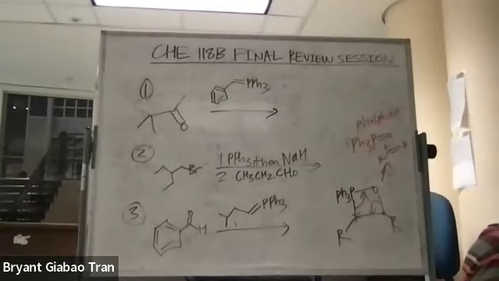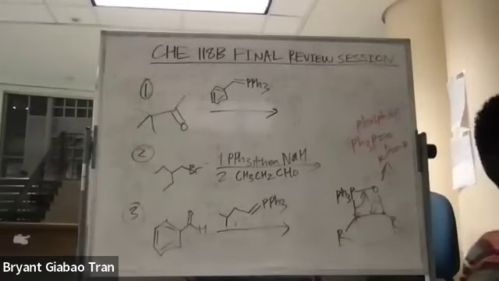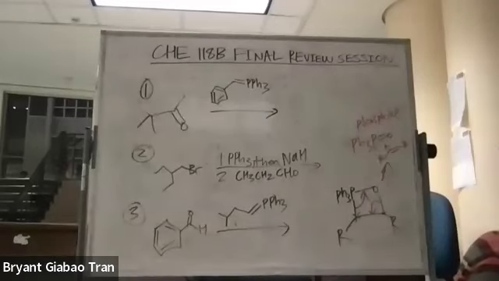If I add extra steps, like adding it and removing it, will they take points off? They won't. That's actually how it's done in lab, so that's actually the more accurate way. When your TA sees that, they'll be like, oh yeah, that's normal. So they won't take points off for that. Thank you. No problem.